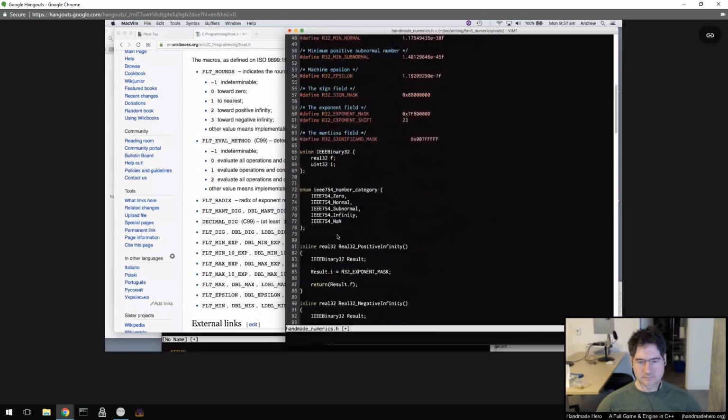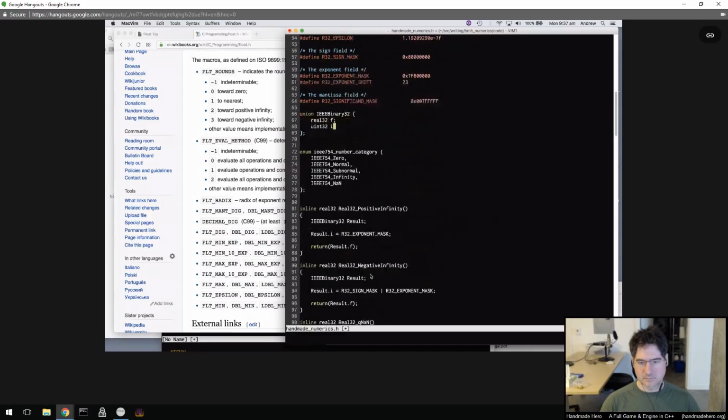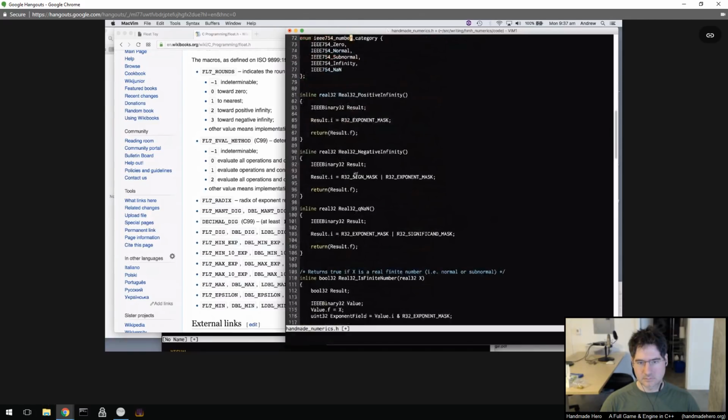Just to be clear, what I'm heading towards is a real worked example of floating point division in all of its glory. You'll see what I mean by that in a minute. But anyway, this is to test if it's positive infinity, negative infinity. Sorry, no, these are values. This returns positive infinity. This returns negative infinity.